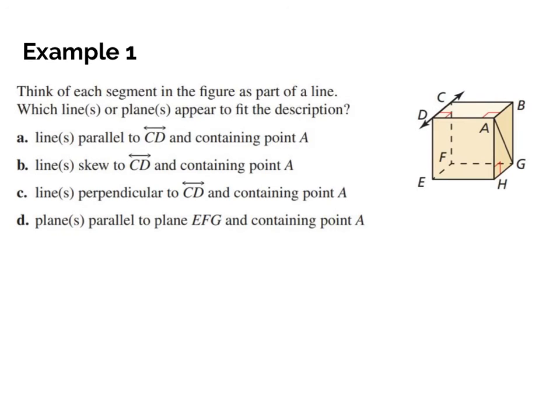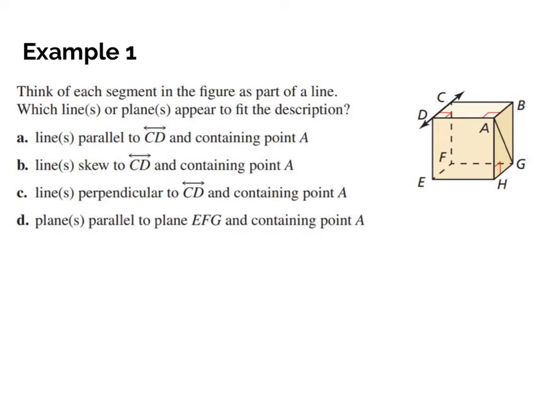Our first example is just identifying these, okay? So within this, A through D, I'm going to give you a little statement here. Our goal is to figure out which line, segment, or whatever it might be best fits the description. It might be one thing, it might be multiple. So first one, A, it says a line parallel to CD.